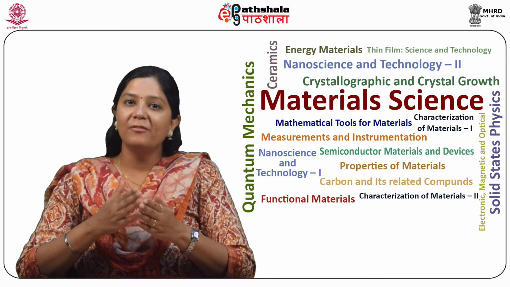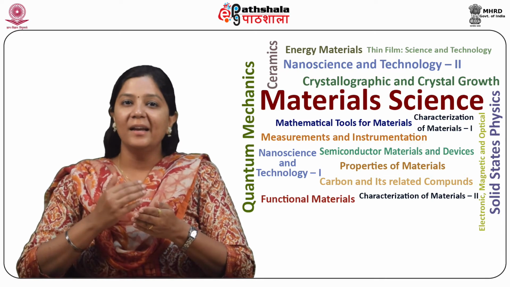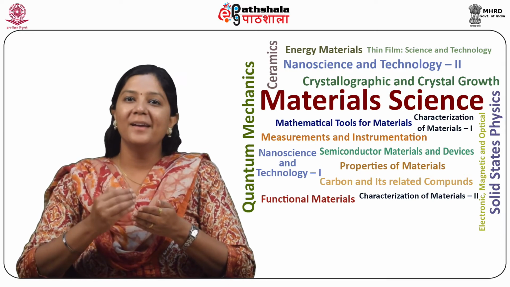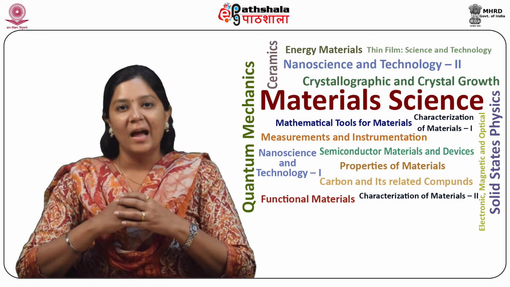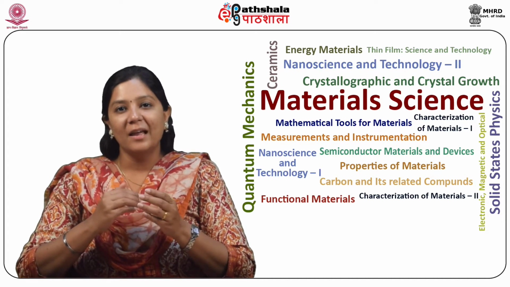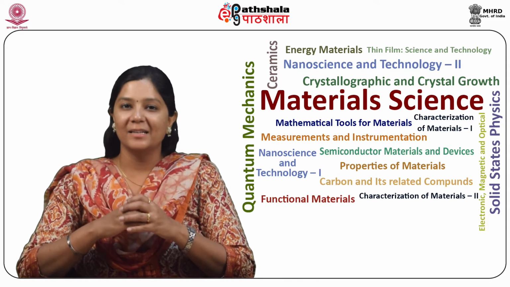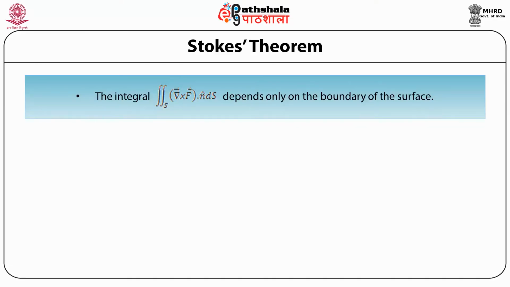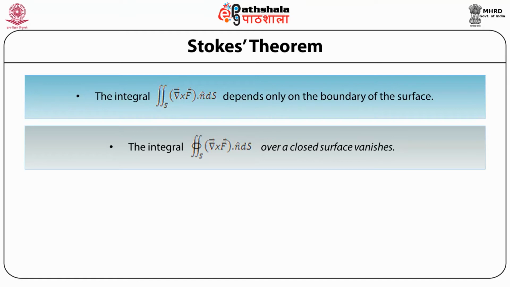Thus, for the curl of a vector function, we have the result that the surface integral over S of del cross F dot n cap dS depends only on the boundary of the surface, and the integral of del cross F dot n cap dS over a closed surface vanishes, since the boundary line shrinks to a point.